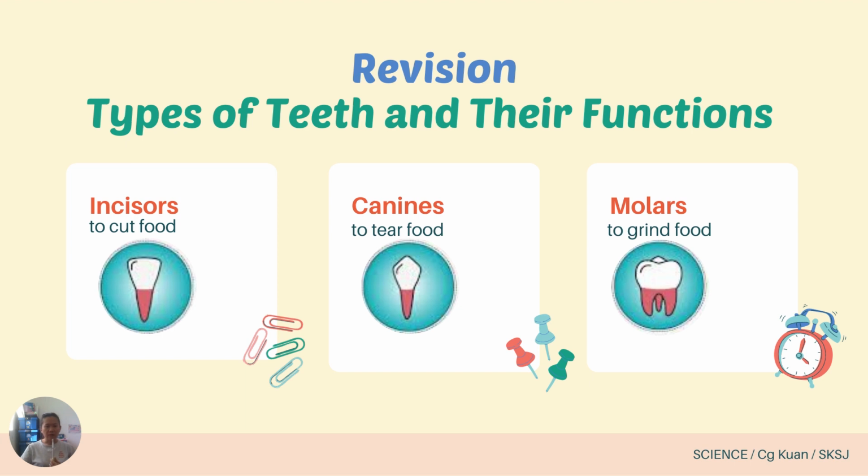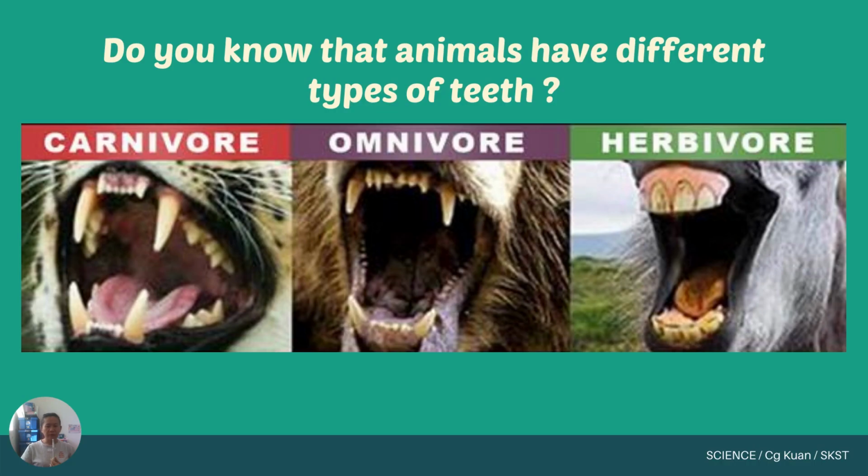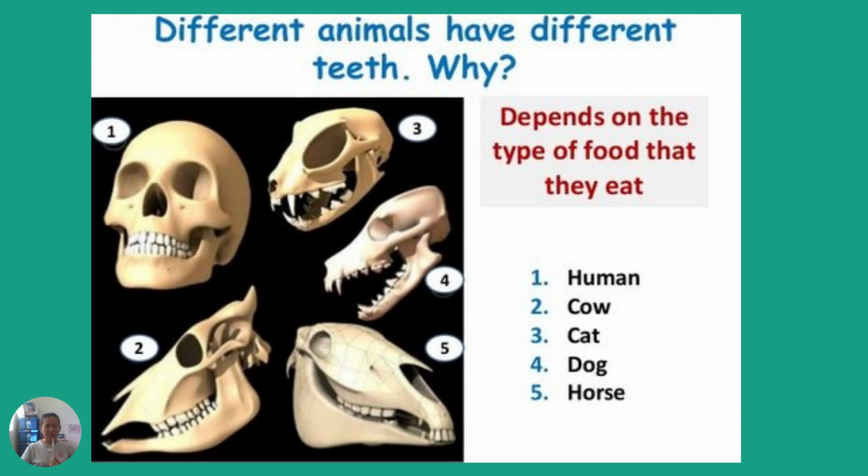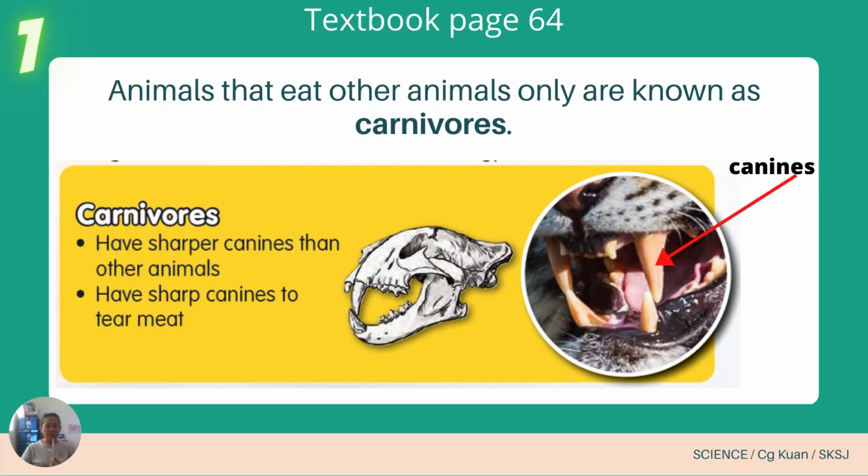There are three types of teeth: incisors, canines, and molars. Incisors cut food, canines tear food, molars grind food. Do you know that animals have different types of teeth? Their teeth depend on the type of food that they eat. Refer to your textbook, page 64.